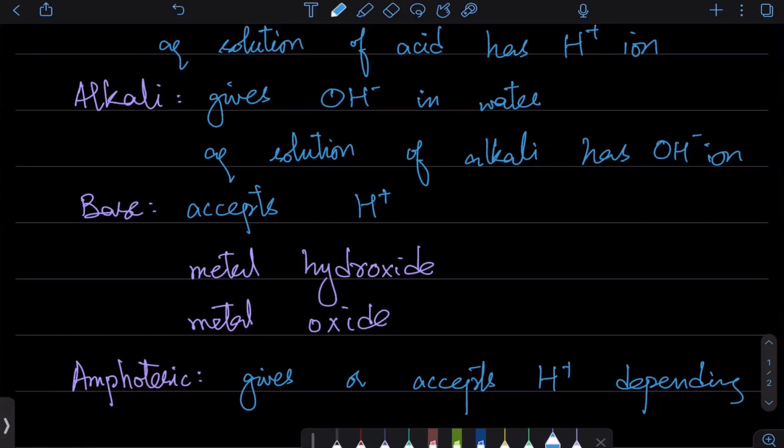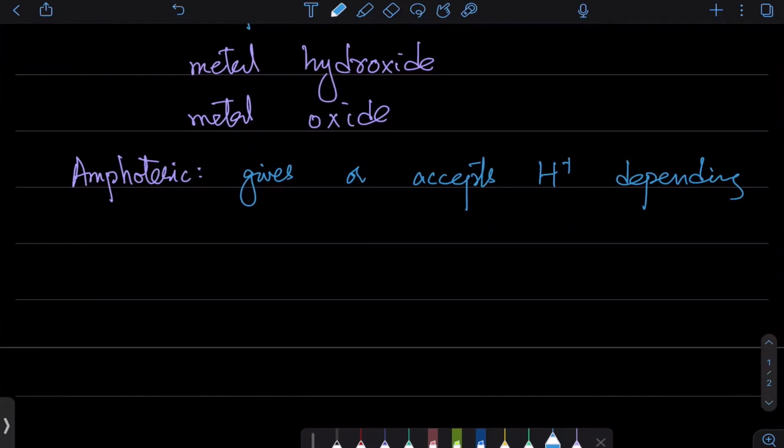मतलब अगर उसको कहीं से प्रोटॉन मिल रहा है तो वो प्रोटॉन ले लेगा और अगर कहीं प्रोटॉन देना पड़ रहा है तो वो प्रोटॉन दे भी सकता है. If something has that quality, that is called amphoteric. So हमारे सिलेबस में there are 4 substances जिनका आपको पता होना चाहिए कि वो amphoteric हैं. वो हैं oxides of aluminum, chromium, zinc and lead.